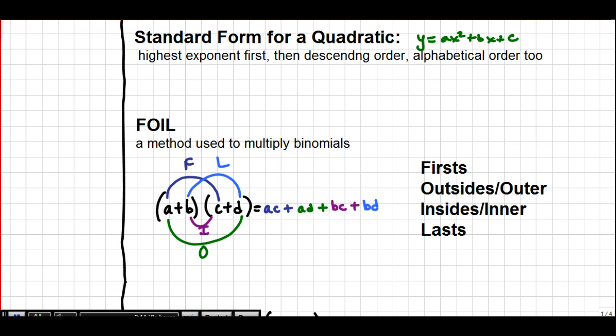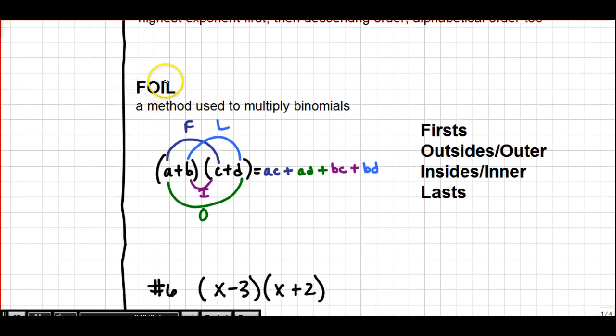FOIL is another thing that tends to happen a lot when we're working with quadratics. FOIL is an acronym that students use to help them remember how to multiply binomials. A binomial is an expression that has two pieces in it, so we're going to be multiplying binomials together. So here I've just listed a very generic one. A plus b is the first binomial, c plus d is the second binomial, and we're going to multiply those together.